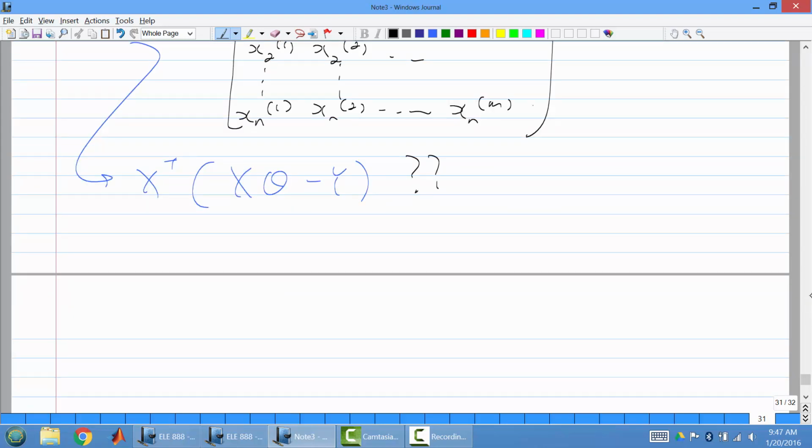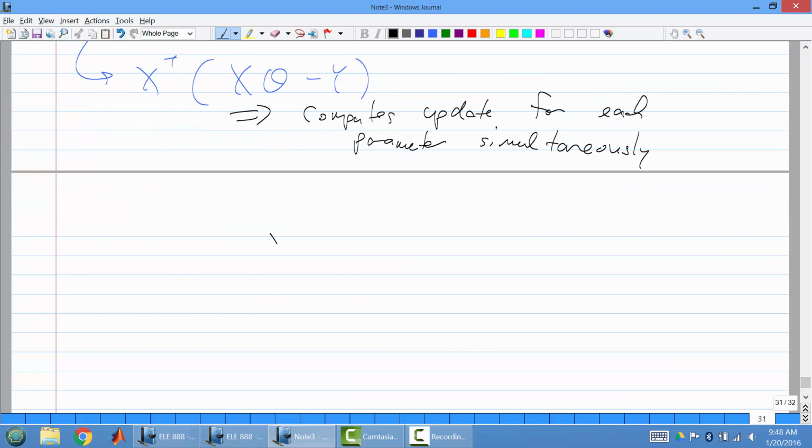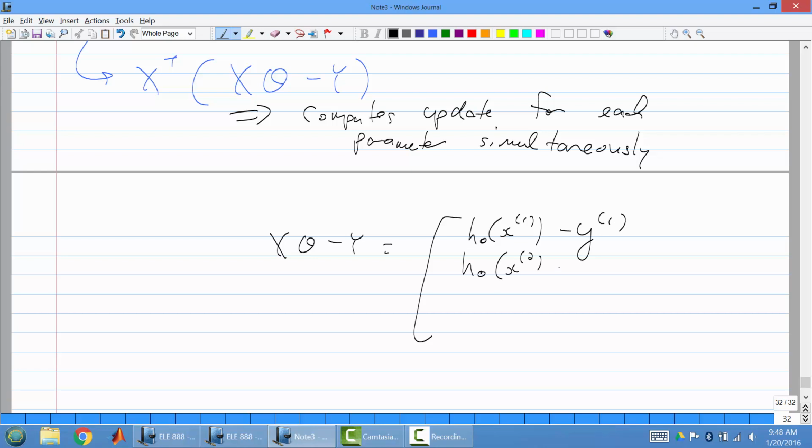What this does is that it computes the update for each parameter simultaneously. And I'll show you why. Because if you remember, X theta minus Y was this guy right here. It was the predictions, the difference between the predictions and the expected output for each example that you have.